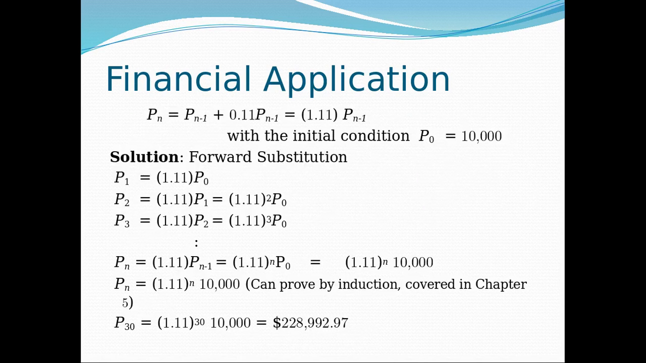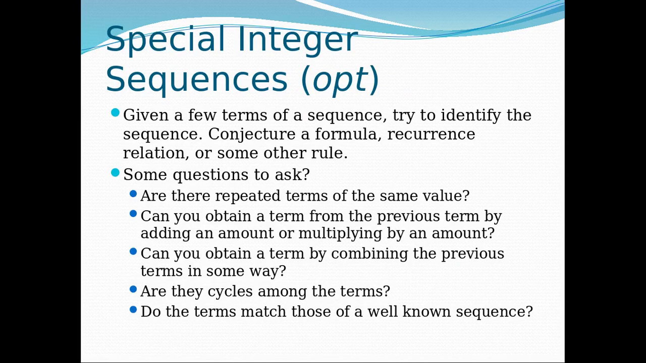Instead, you can do a forward substitution, and you can keep on getting it. For example, if you put the value of p1 into p2, you get p2 is equal to p0 into 1.11 into 1.11, which is 1.11 squared times p0. So ultimately, finally, we get a value which is in terms of n. So this is a closed form solution.